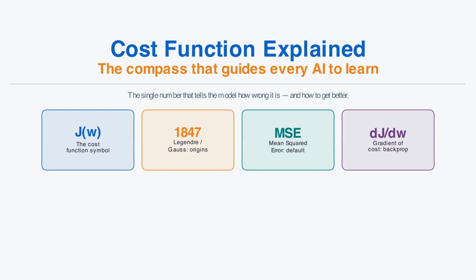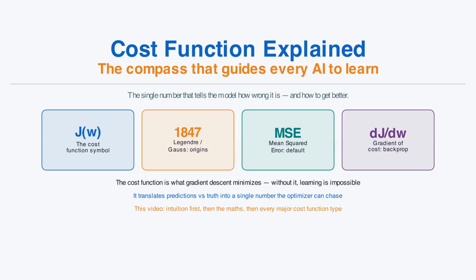Here is the simplest way to say it. The cost function measures how wrong the model is right now. It takes the model's predictions and compares them to the truth, and collapses that comparison into a single scalar. One number. Lower is always better.